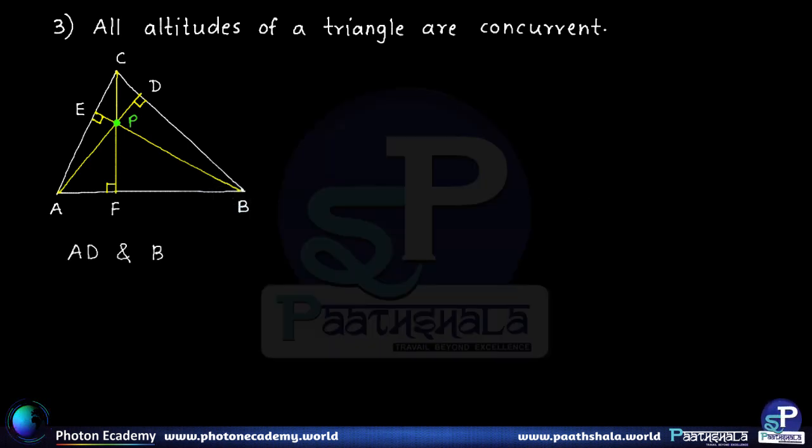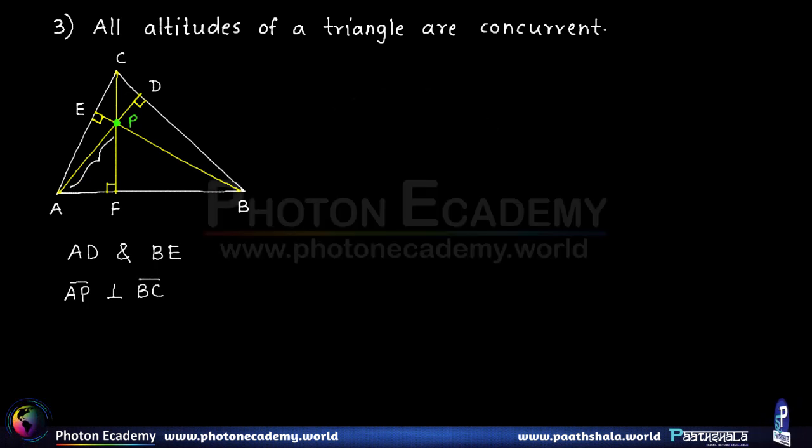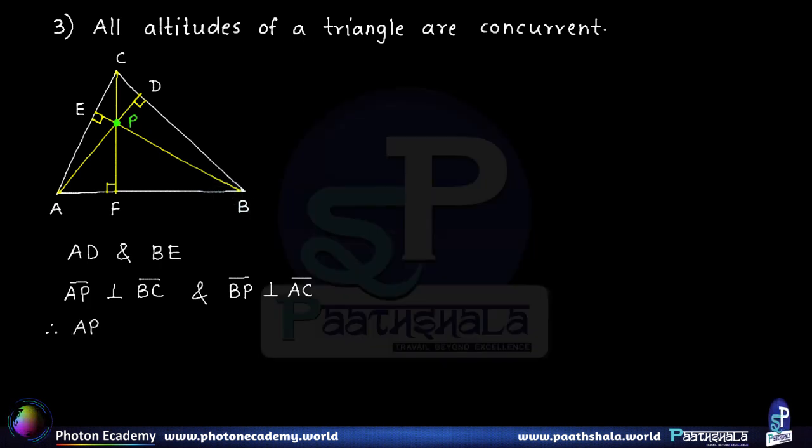For now we are going to concentrate only on the altitudes AD and BE in the figure. We can definitely write that the segment AP is perpendicular to BC, and similarly BP is perpendicular to AC. Now if two vectors are perpendicular, then their dot product has to be 0. So we write the two dot products.